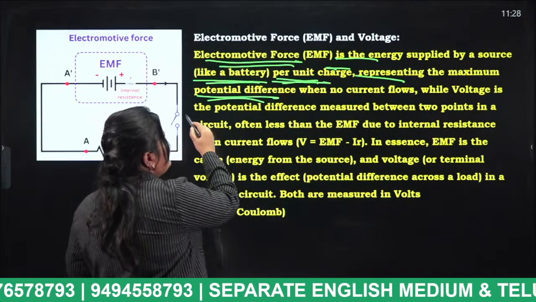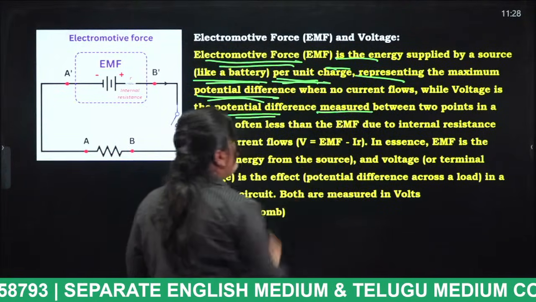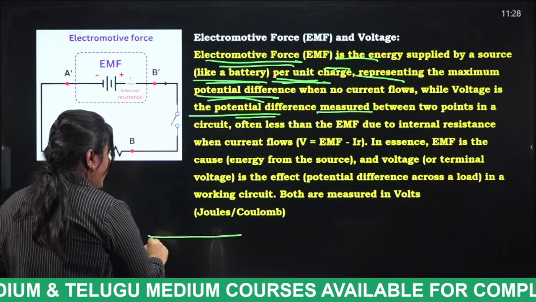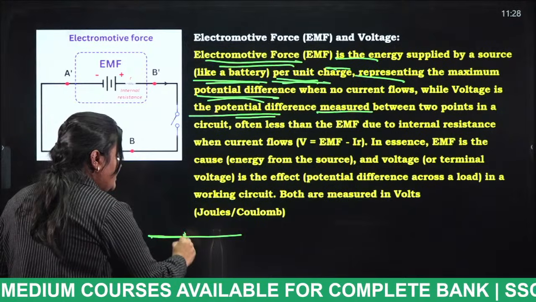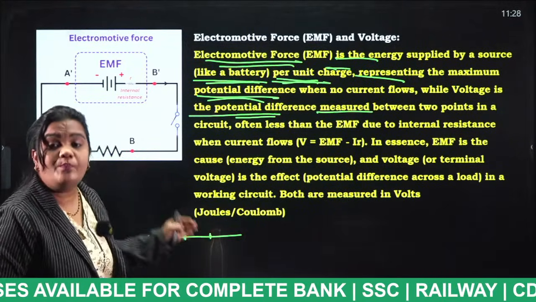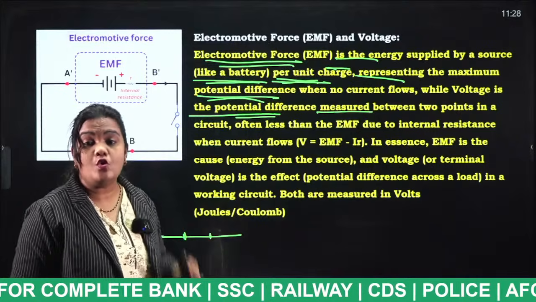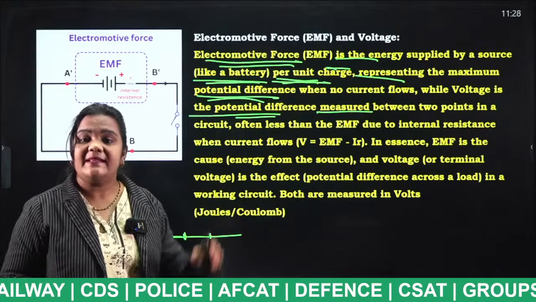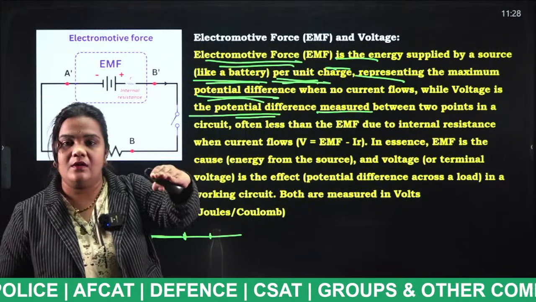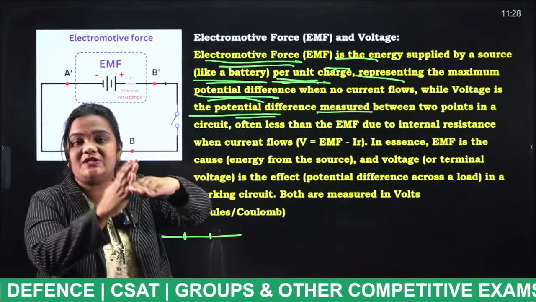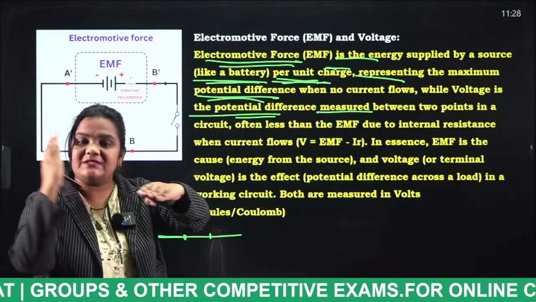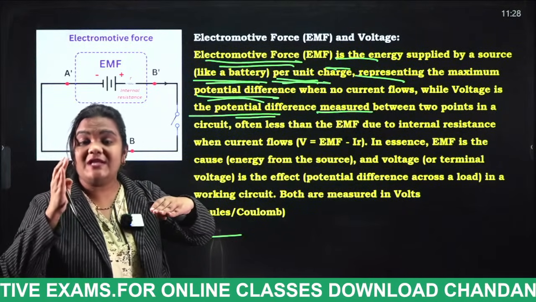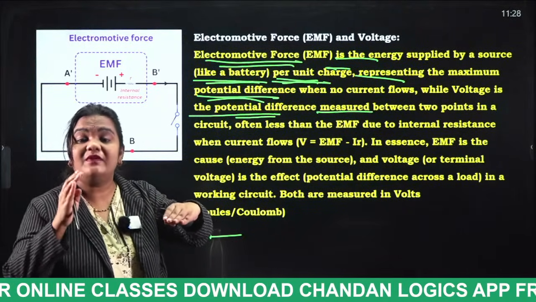Next, voltage is the potential difference measured between 2 points. For example, the current is flowing like this. The potential difference is the difference between 2 points when there is a disturbance in the flow of charge. Listen properly, students. The current is flowing in a manner. Suddenly there appears a disturbance. So what is the potential difference? The potential difference is nothing but the difference between the 2 points.